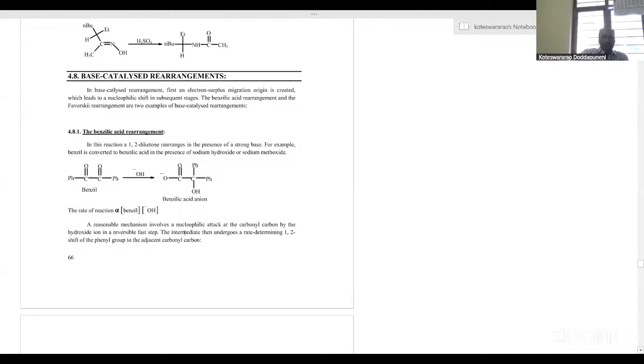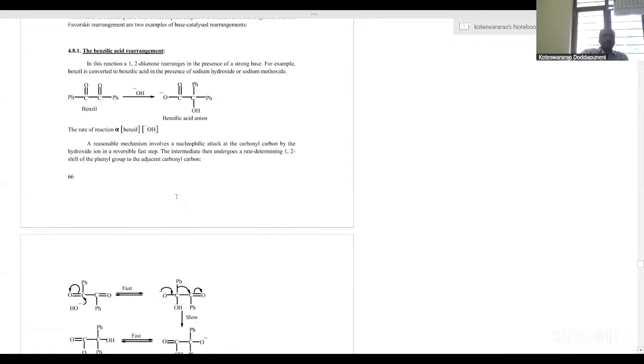In a base-catalyzed rearrangement reaction, first an electron-surplus migration origin is created, which leads to a nucleophilic shift in subsequent stages. The benzilic acid rearrangement and the Favorskii rearrangement are two examples of base-catalyzed rearrangements. Benzilic acid rearrangement: this is benzil, which is treated with the OH group.